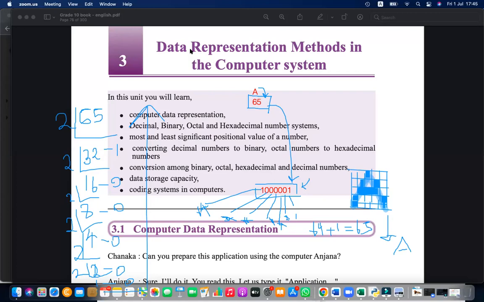So how does representation happen in the hard disk? Can you remember? We discussed that as well. How does it happen in the hard disk? What will happen in the hard disk?